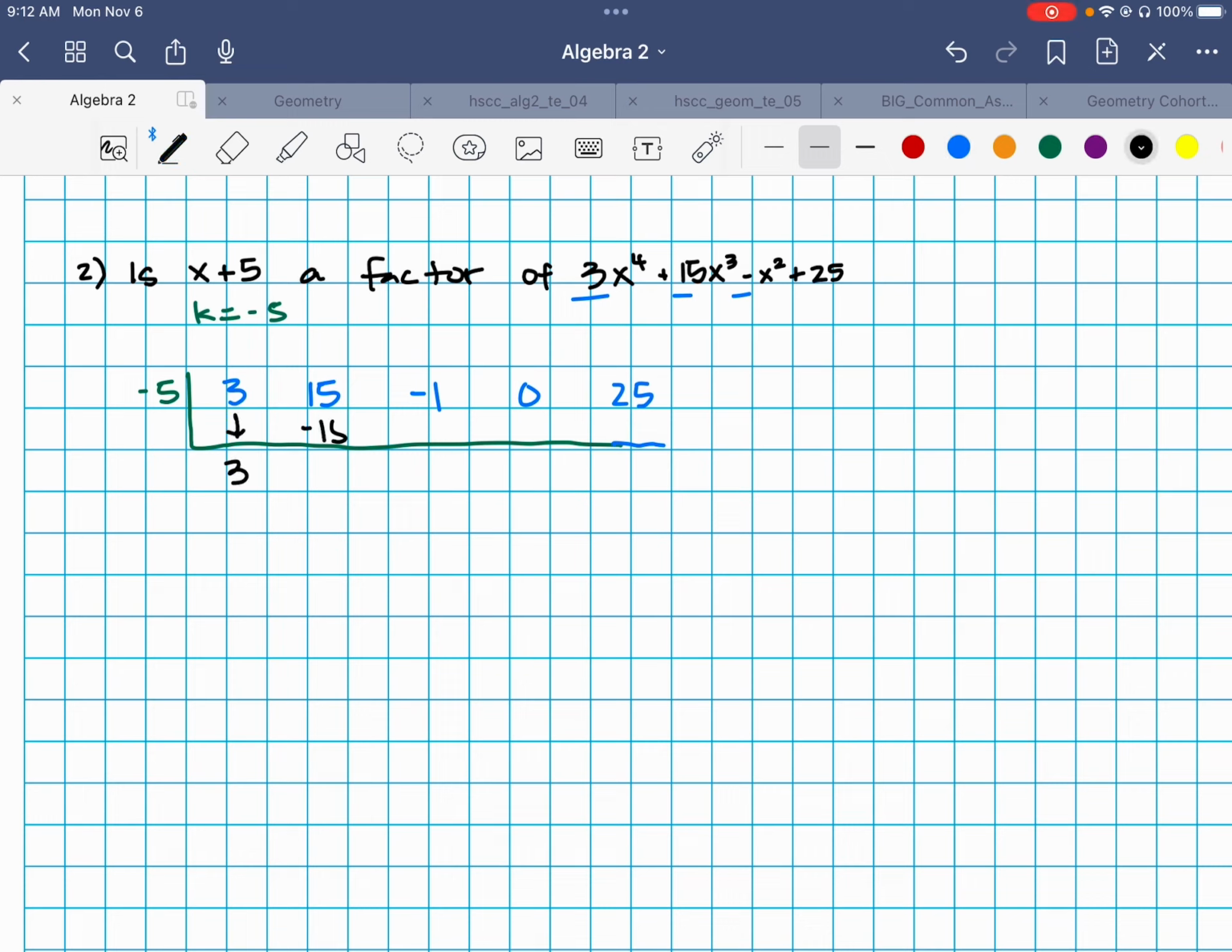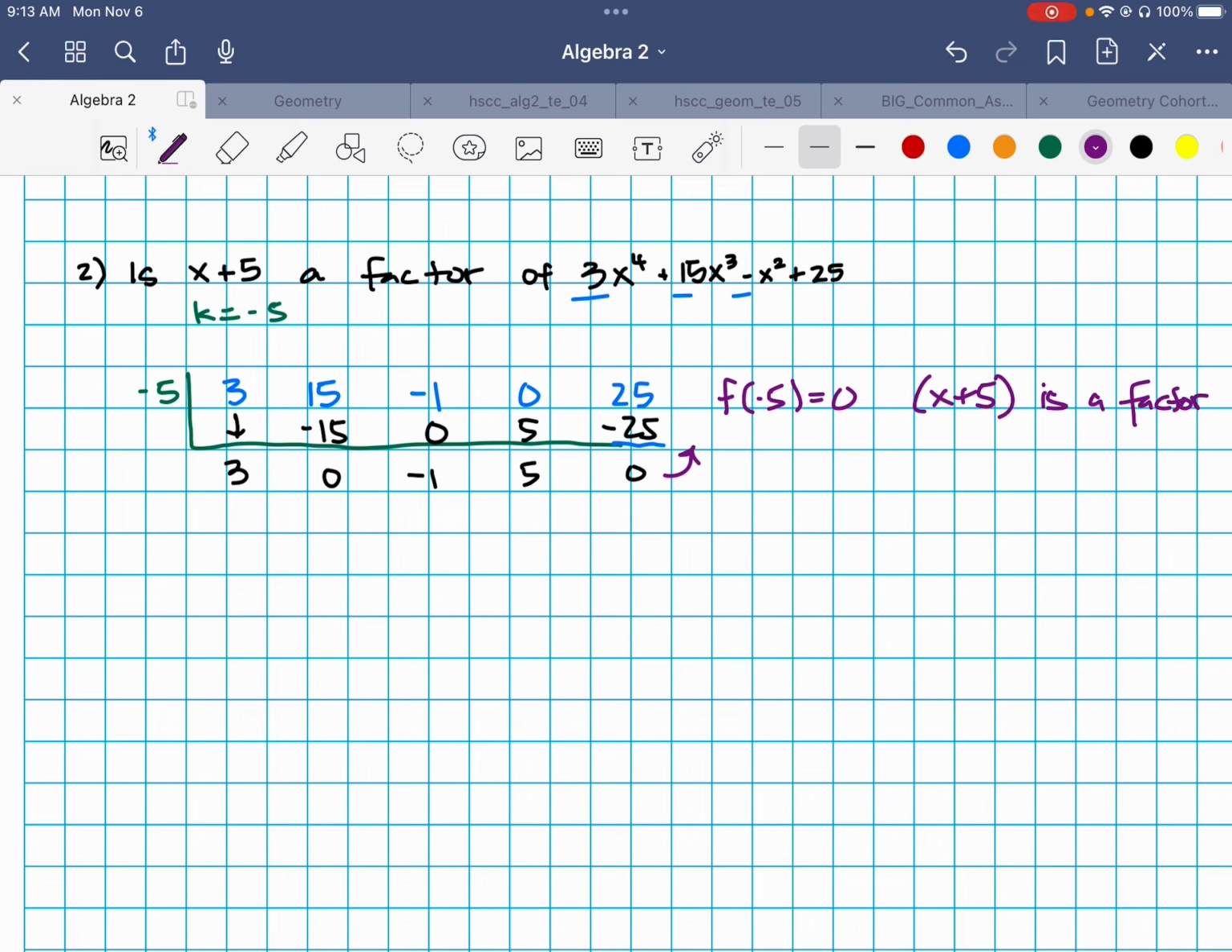That gives us negative 15, which gives us 0, which gives us 0, which gives us negative 1, which gives us 5, which gives us 5, and gives us negative 25. Combine that, we get 0. So immediately we can conclude that because f of negative 5 is equal to 0, x plus 5 is a factor.